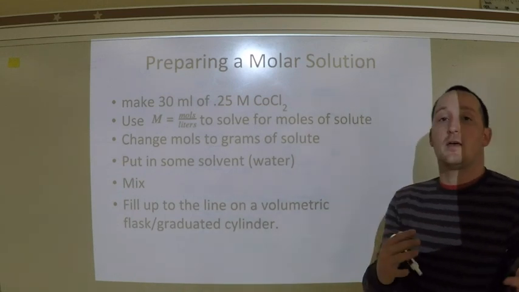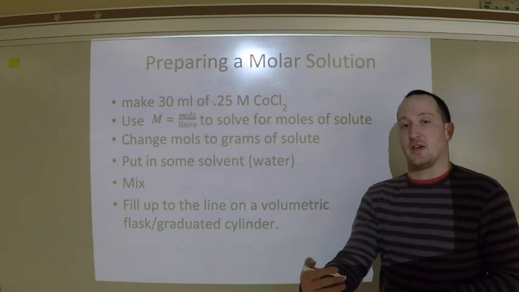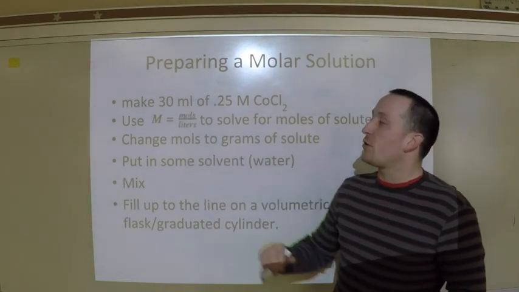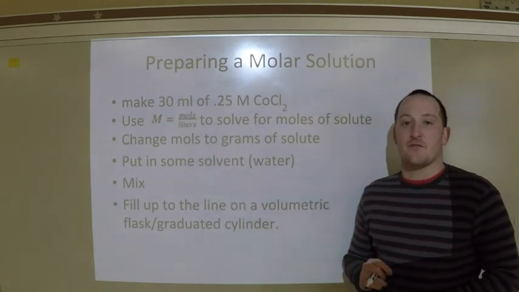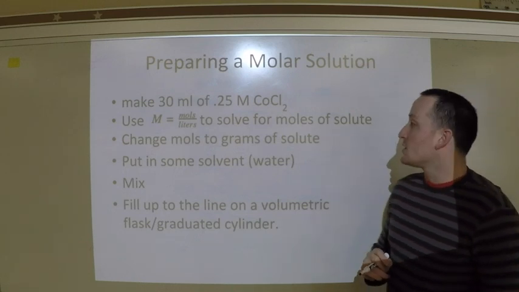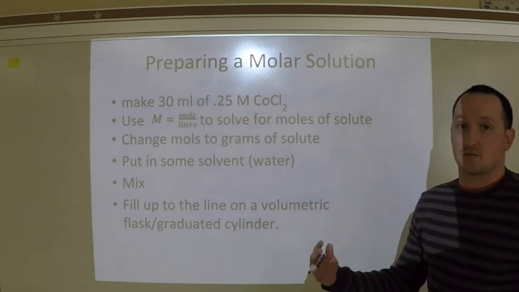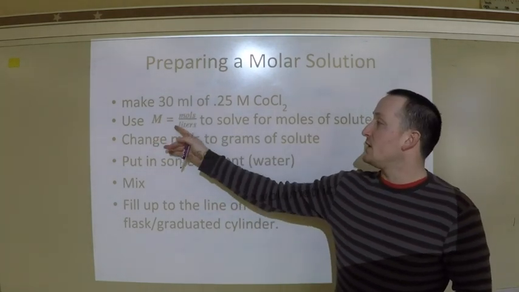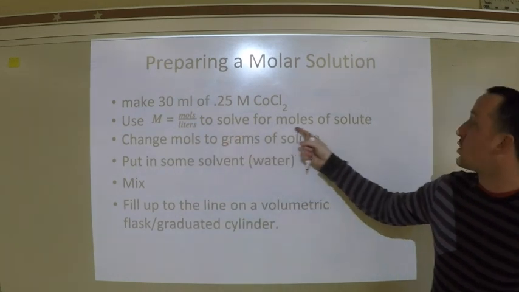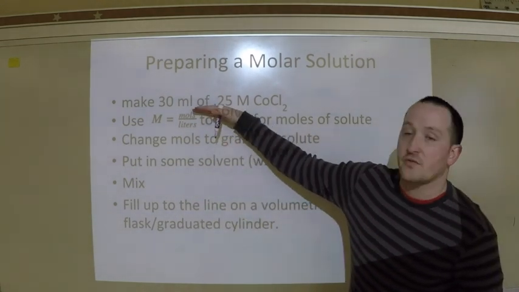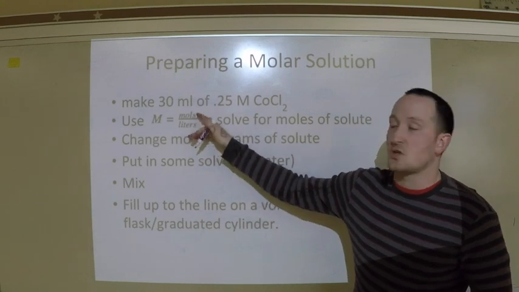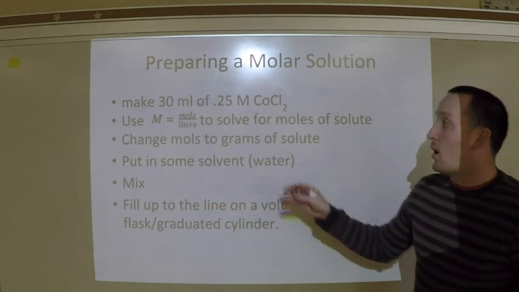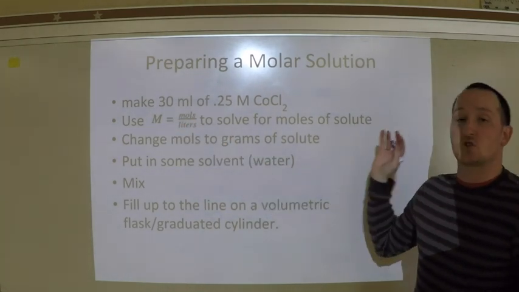Here's an example of what I might ask you to do on your test. It'll be almost exactly like this. I will say make 30 milliliters of 0.25 molar COCl2. So you're going to have to do that. Here are the steps. First, you're going to use your molarity equation. Molarity is equal to moles divided by liters, to solve for the moles of solute. Remember, it's moles of solute divided by liters of solution. I just abbreviated that so it wouldn't take up as much space. So I'm going to use that equation to solve for moles of solute.